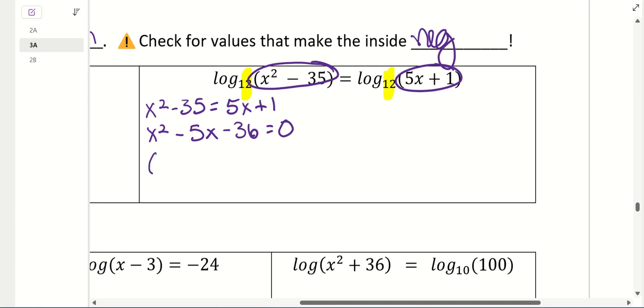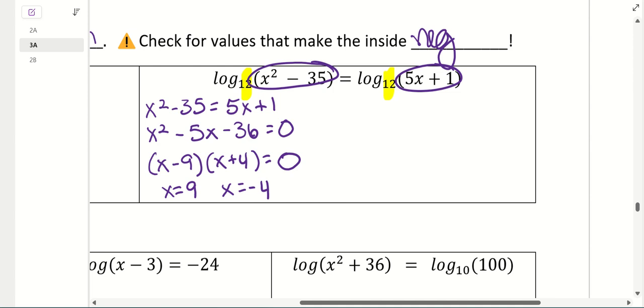And now we can factor it. x minus 9, x plus 4 equals 0. And now we can set these factors equal to 0. So x equals positive 9 and x equals negative 4. So these are our possible answers, but we've got to check.